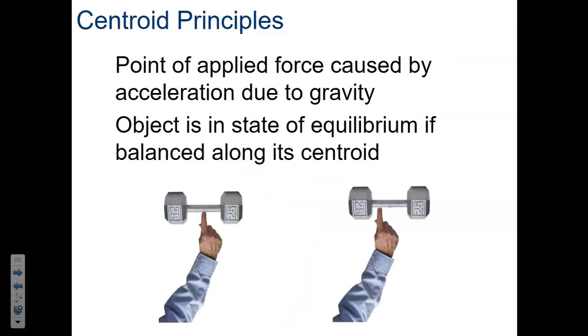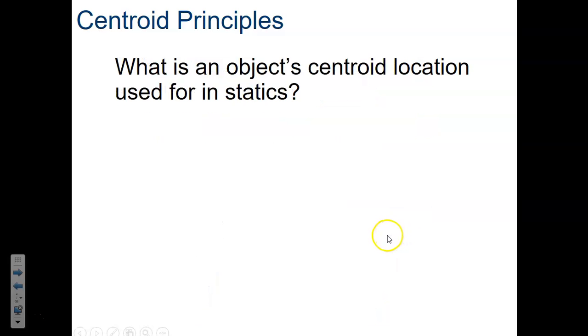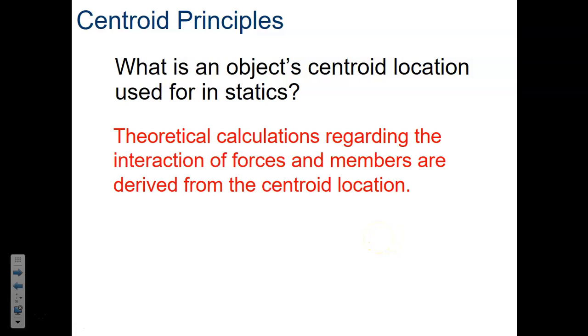in a different way. Okay, and remember that an object will balance if you put the pivot point, which is this person's finger, under the center of mass, center of gravity, centroid. It will balance. If the centroid is not directly over or under the center of the fulcrum, it will fall over. So what is the centroid location used for in physics or statics in engineering, basically?